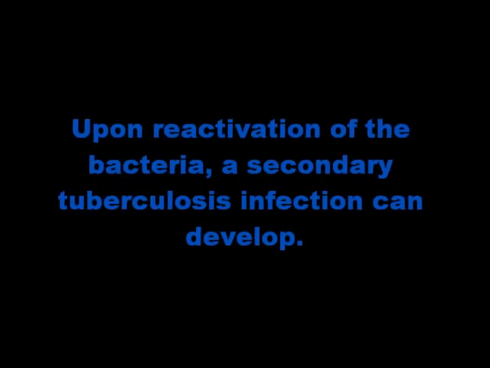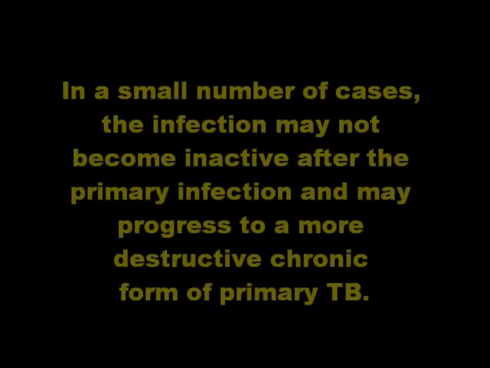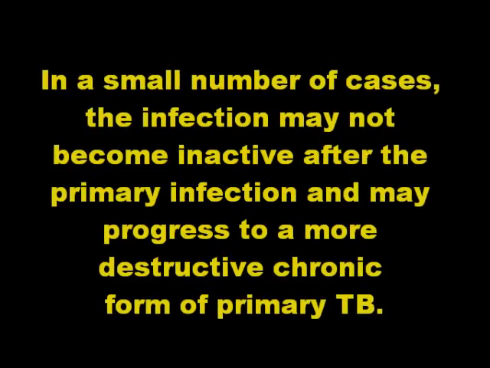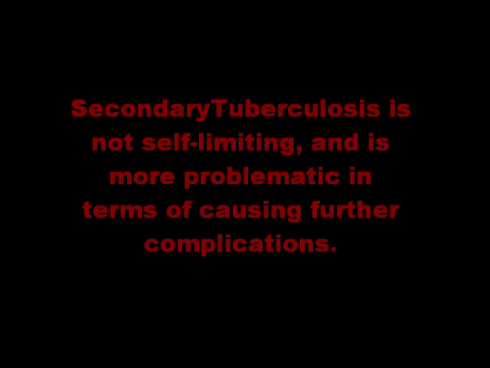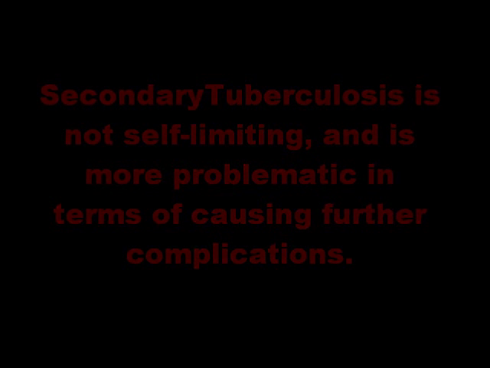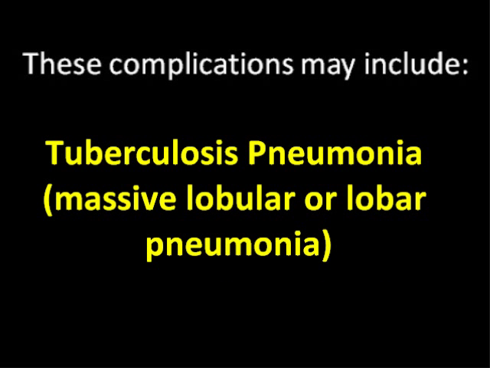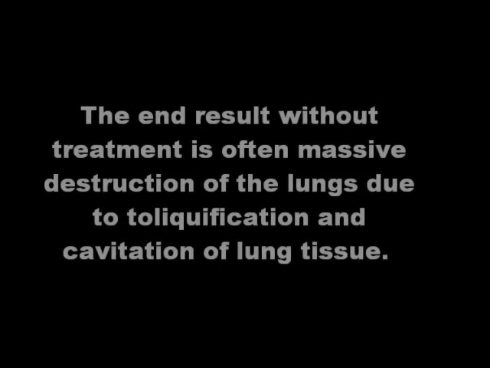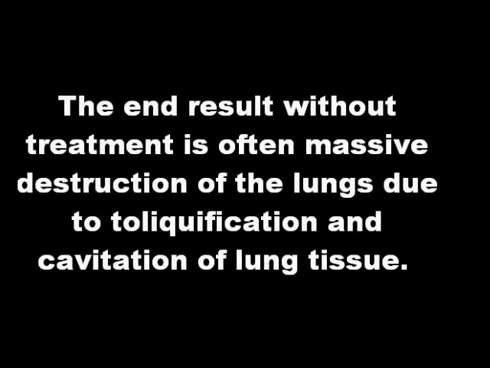Upon reactivation of the bacteria, a secondary tuberculosis infection can develop. In a small number of cases, the infection may not become inactive after the primary infection and may progress to a more destructive chronic form of tuberculosis. Secondary tuberculosis is not self-limiting and is more problematic in terms of causing further complications. These complications may include extrapulmonary tuberculosis, tuberculous pneumonia, and pleuritis. The end result without treatment is often massive destruction of the lungs due to calcification and cavitation of lung tissue.